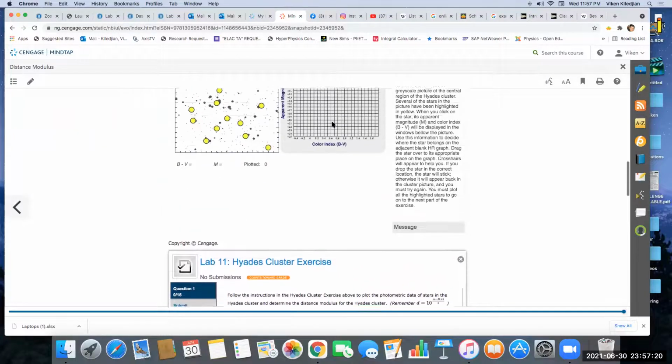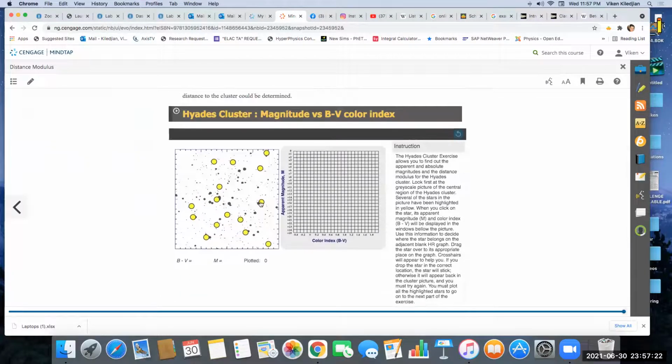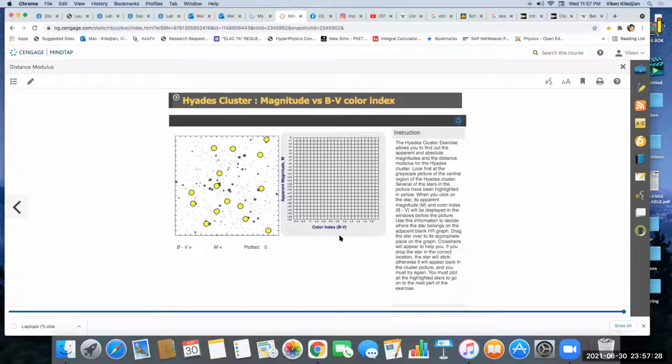Oh, it seems like with this one, you need to finish all of this before it unlocks something. Once you're done with this, let's see here. The Hyades cluster exercise allows you to find the apparent absolute visual magnitude and distance modulus for the Hyades cluster. Look first. So basically, oh, okay.